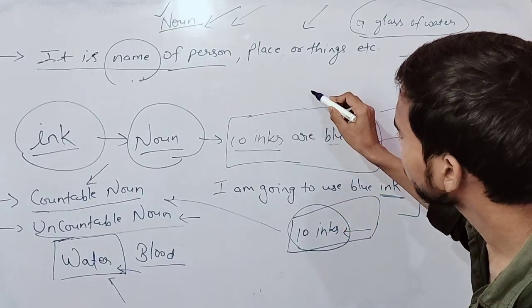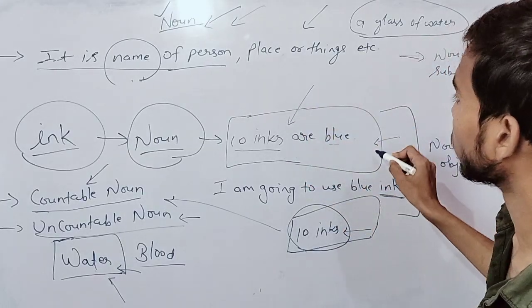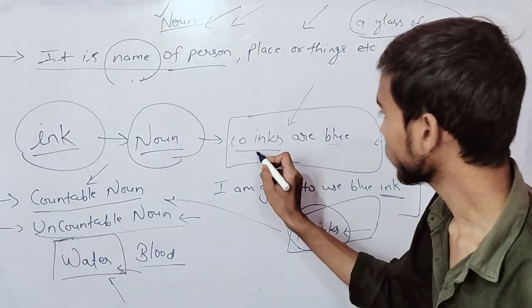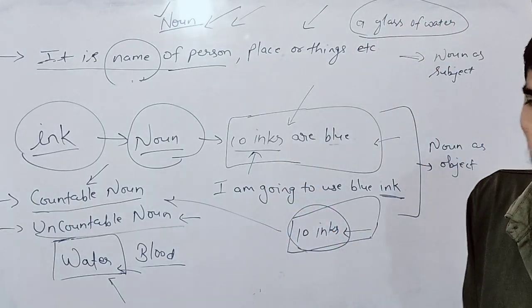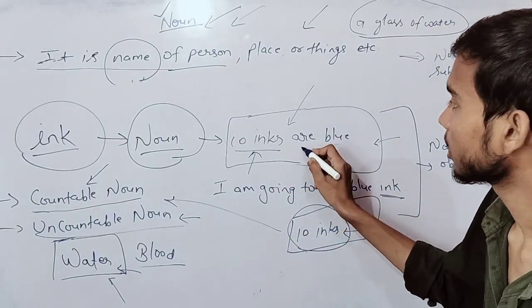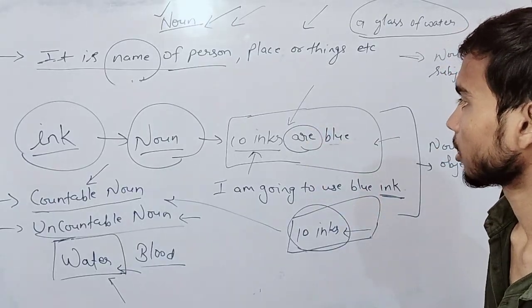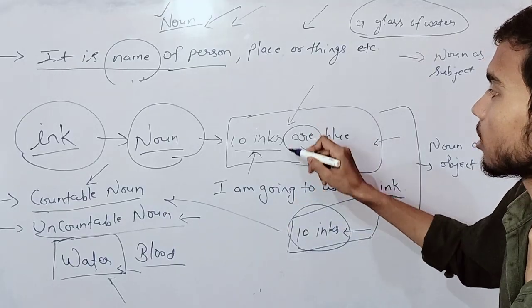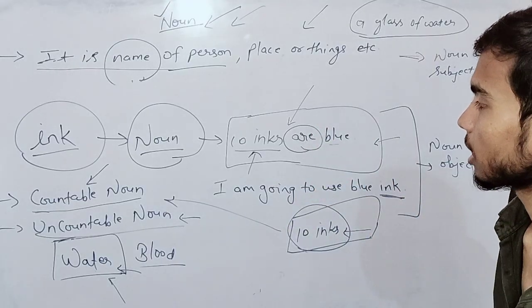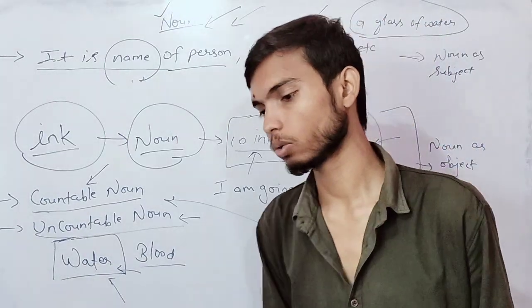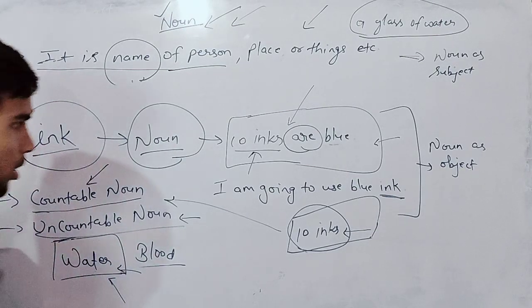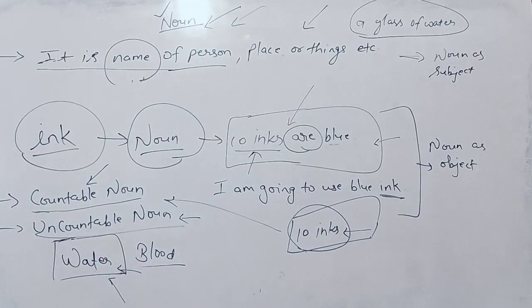Now here, 10 inks are blue. So if the subject is a noun and the noun is plural, then this would be are. If a subject is a noun and it is singular, then we will use is, not are. Are is used for plural things, for a plural subject. Clear? We understood countable and uncountable.